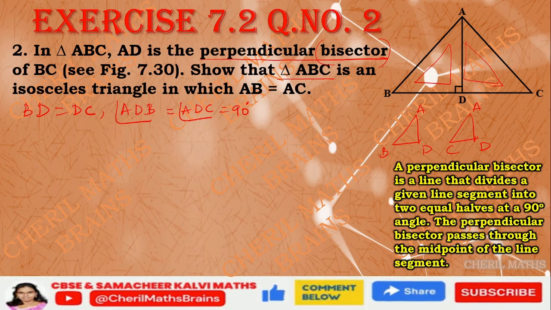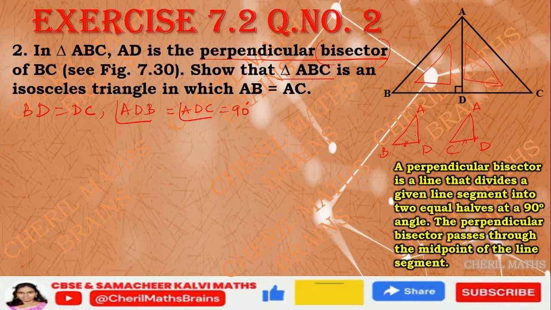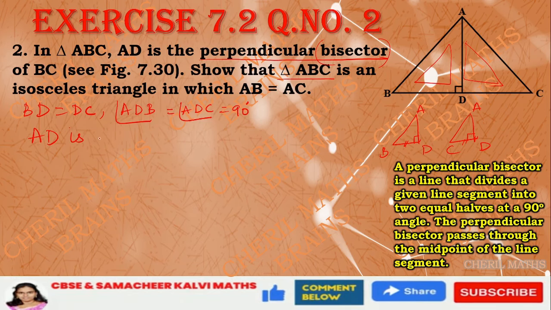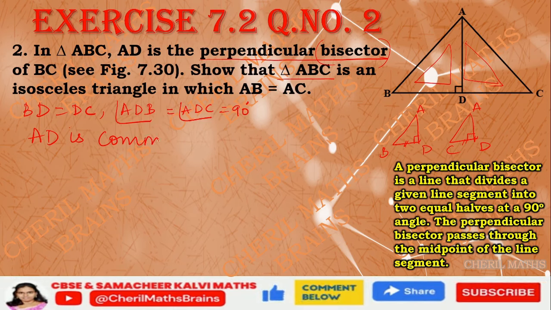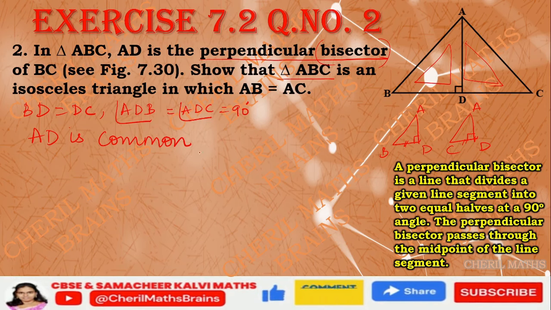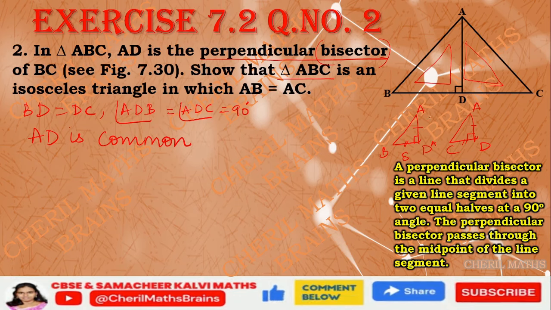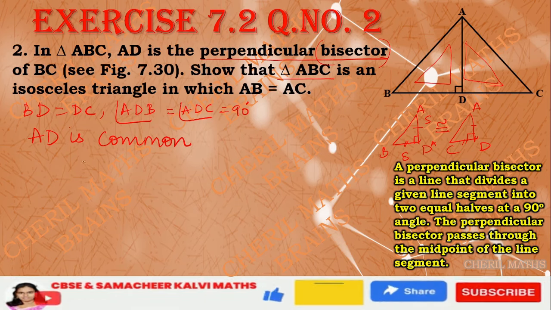Here we know that BD is equal to DC. So these two are already equal. This angle is equal to 90 degrees. Then you have AD. AD is going to be common. Is it clear, children? So now what do we have? AD is common, so this is also going to be equal. So we have the side angle side congruency.